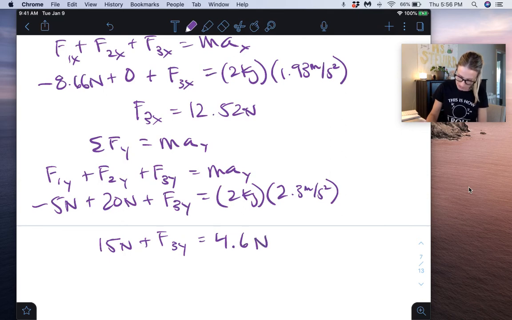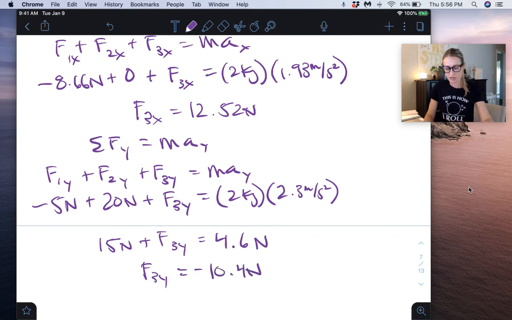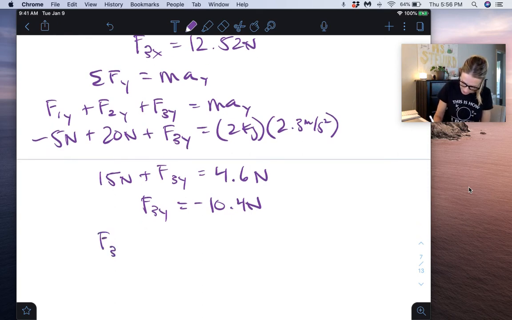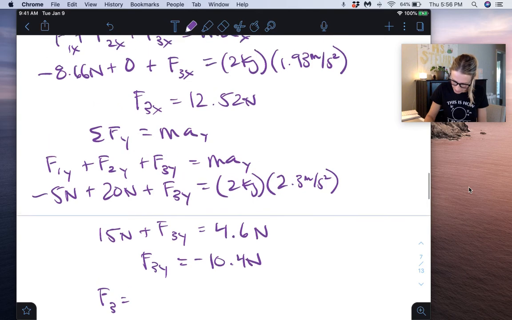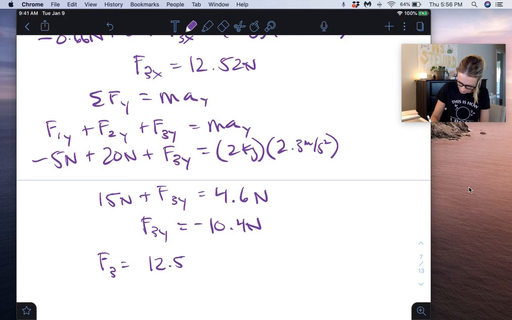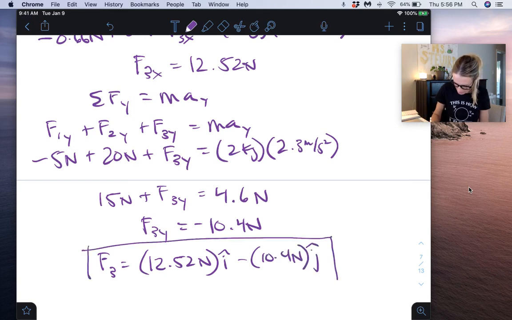That's 4.6 newtons, and then we subtract 15 from both sides, so 4.6 minus 15. And we get that force 3 in the y direction is equal to -10.4 newtons. In order to show this in unit vector notation, force 3 is equal to the x component, which was 12.52 newtons i hat, because that is our x, minus 10.4 newtons j hat. So that is our unit vector notation.